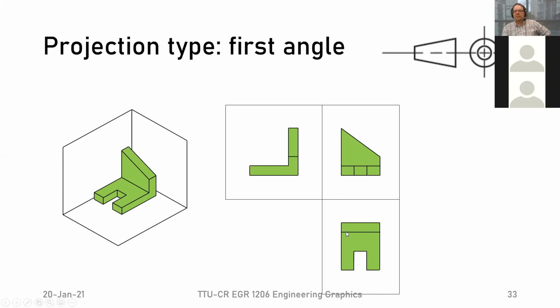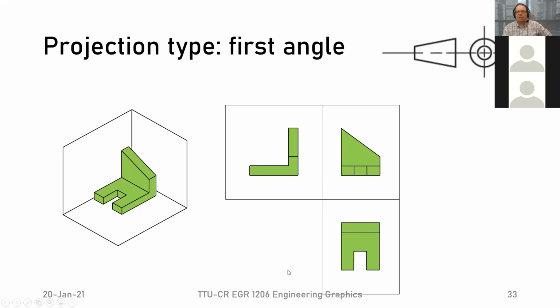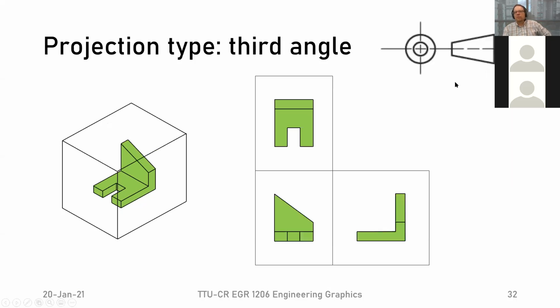So we get the same drawings: the front view, the right side view, and the top view, but now they're in different locations. If we go back to the other one, it's the exact same three views, but they're just in a different arrangement. And you can see if you look at the top here, there are the two different symbols that exemplify which one is third angle and which one is first angle. We will mainly focus on the third angle projection.